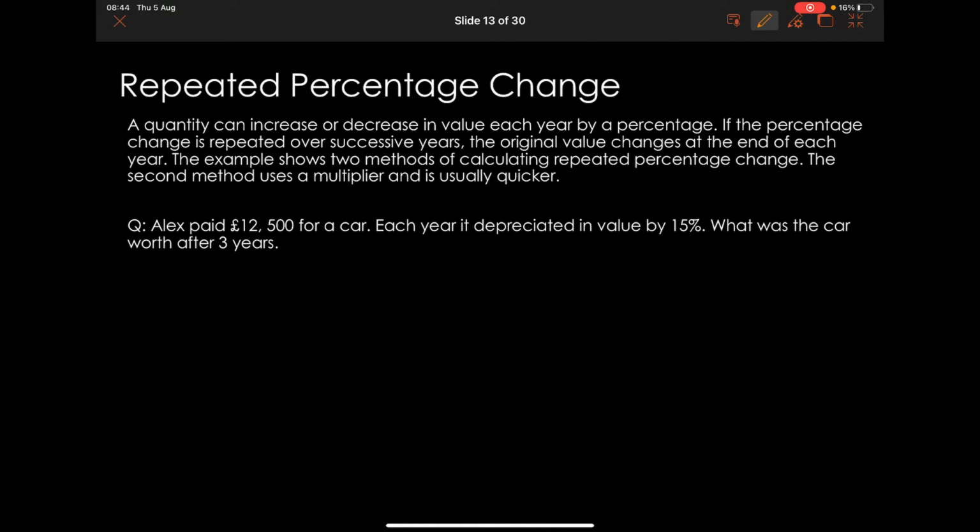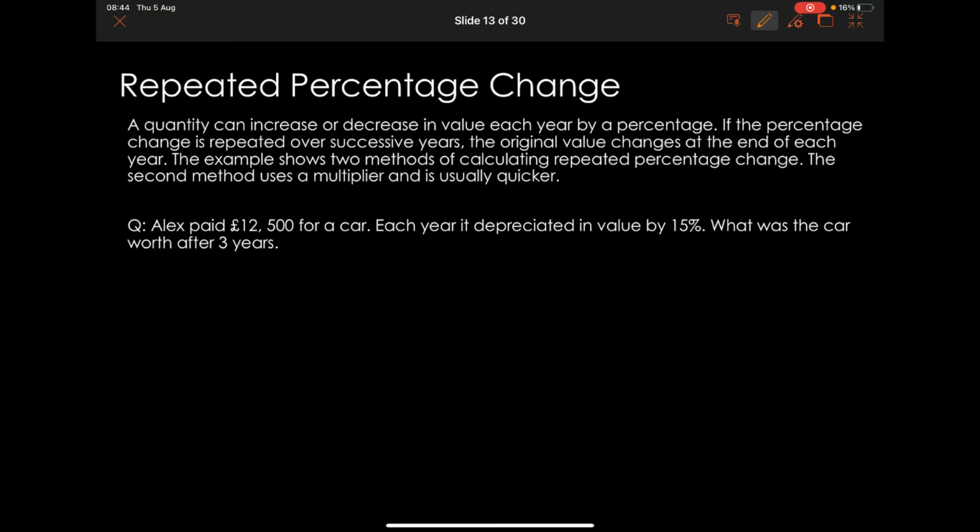A quantity can increase or decrease in value each year by a percentage. If the percentage change is repeated over successive years, meaning over multiple years, the original value changes at the end of each year. The example shows two methods of calculating repeated percentage change. The second method uses a multiplier and is usually quicker. So we'll go through both methods.